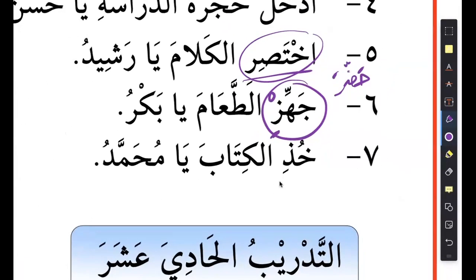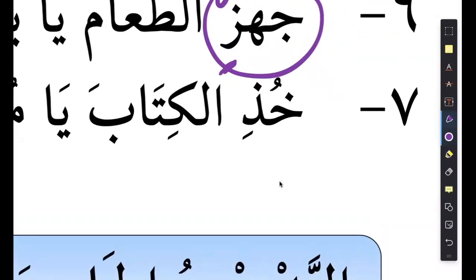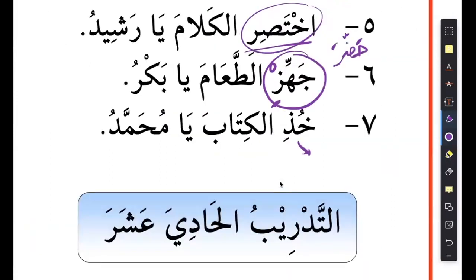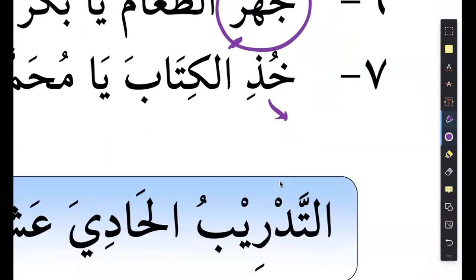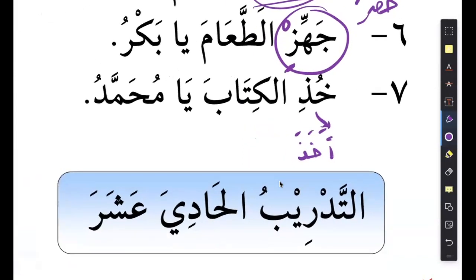Make sense? And the khud, who can tell me the past tense of this verb? I want the past tense. Akhada, excellent. So the past tense is akhada. And because it goes through some transformation, the hamza is dropped. Khud, take, khud means to take. Al kitab.